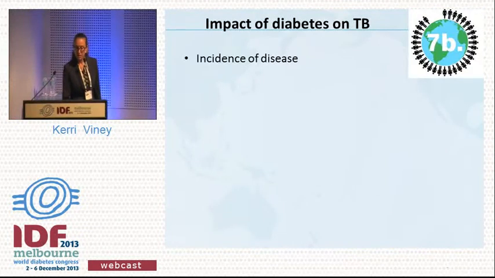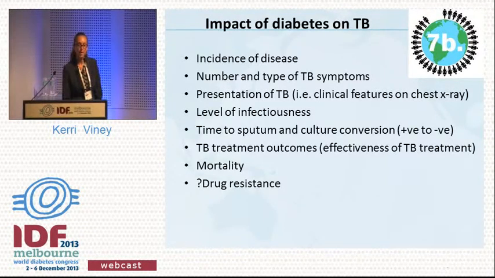So one of the key factors about the impact is the incidence of TB disease. So we will see more tuberculosis due to diabetes, and I'll present the population attributable fractions in a couple of slides, which will describe that at the global level and at the national level. These are some of the other impacts that have been described in the literature. So the number and type of TB symptoms has been noted as being different in TB patients with diabetes when compared to TB patients without diabetes. The presentation of TB, so how radiological changes are different in TB patients with diabetes compared to without diabetes.